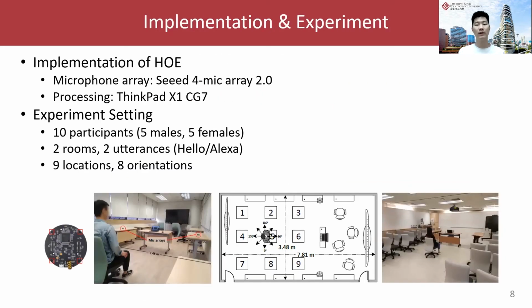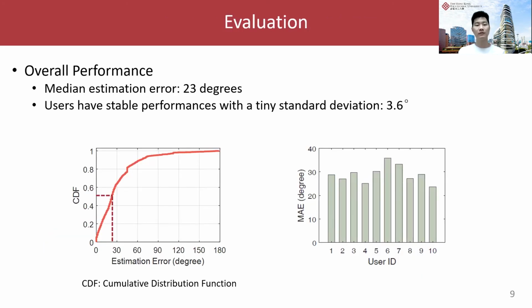We implement Hui on two microphone arrays with a laptop. Ten volunteers joined these experiments in two rooms. In each room, we marked the locations and orientations in advance as the ground truth. Users are asked to speak voice commands at these locations toward each orientation. The left figure shows the CDF of estimation error. Overall, the median estimation error is 23 degrees. The right figure shows that different users have quite similar performance.